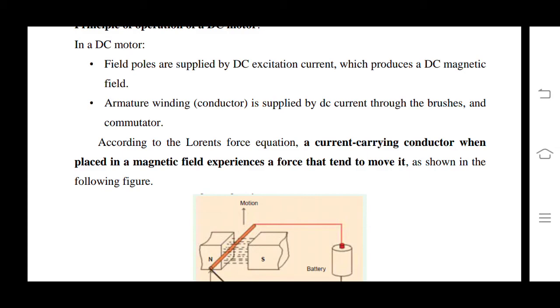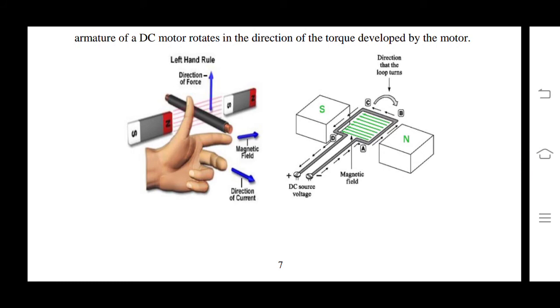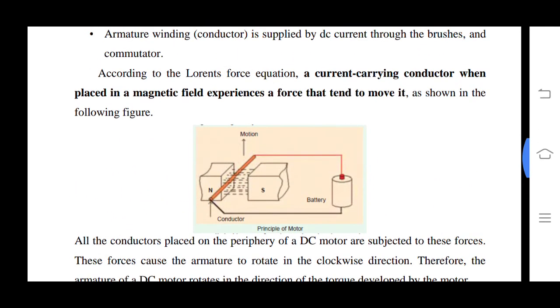Then the machine continues to run. The direction of the force can be found by Fleming's left hand rule for a DC motor. For a DC generator, it is Fleming's right hand rule. Left hand rule for a motor. So it is very important.